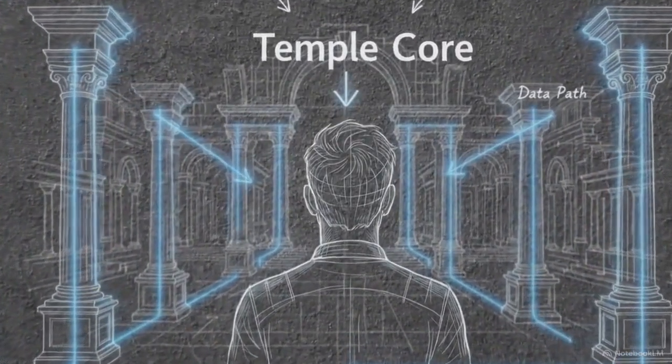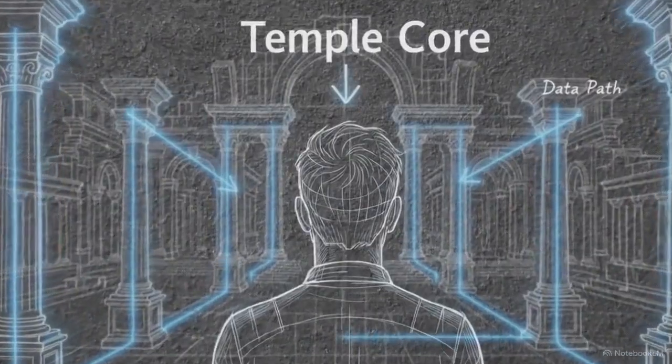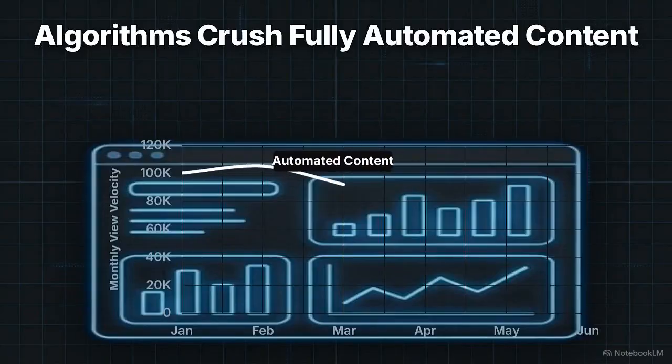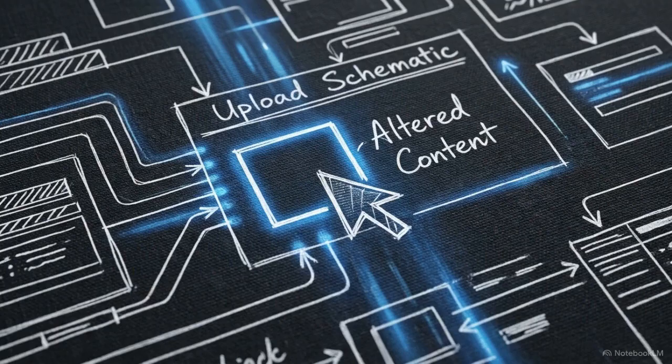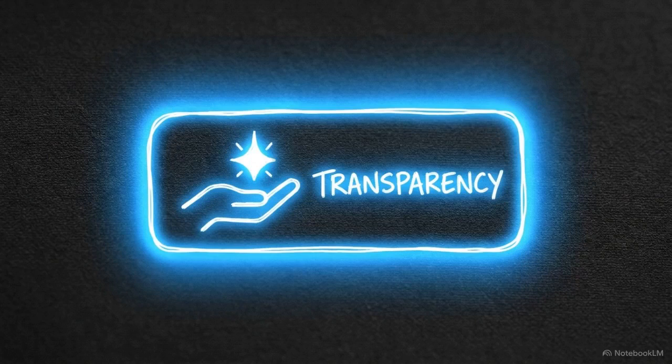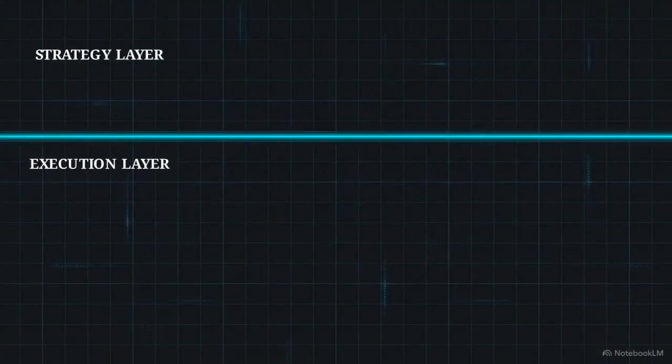But producing the video is only half the process. In the 2026 YouTube landscape, algorithms are actively penalizing fully automated, low-effort content. To protect your account standing and maintain trust with your audience, you must apply the platform's AI-assisted disclosure label when publishing. We have to separate the execution layer from the strategy layer.